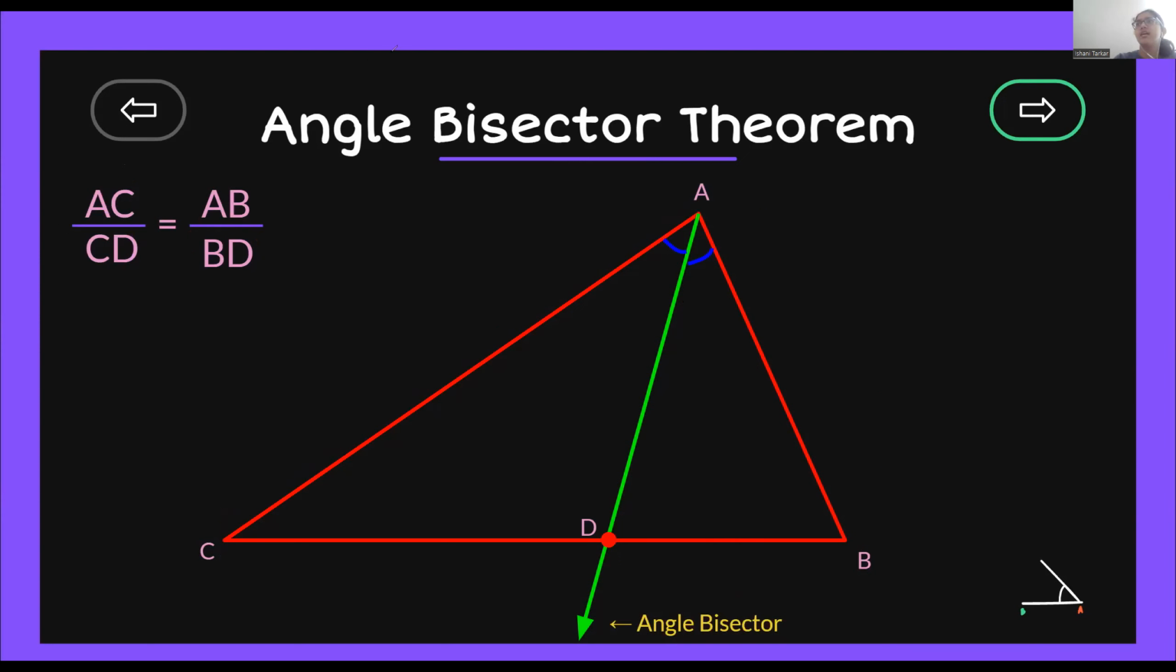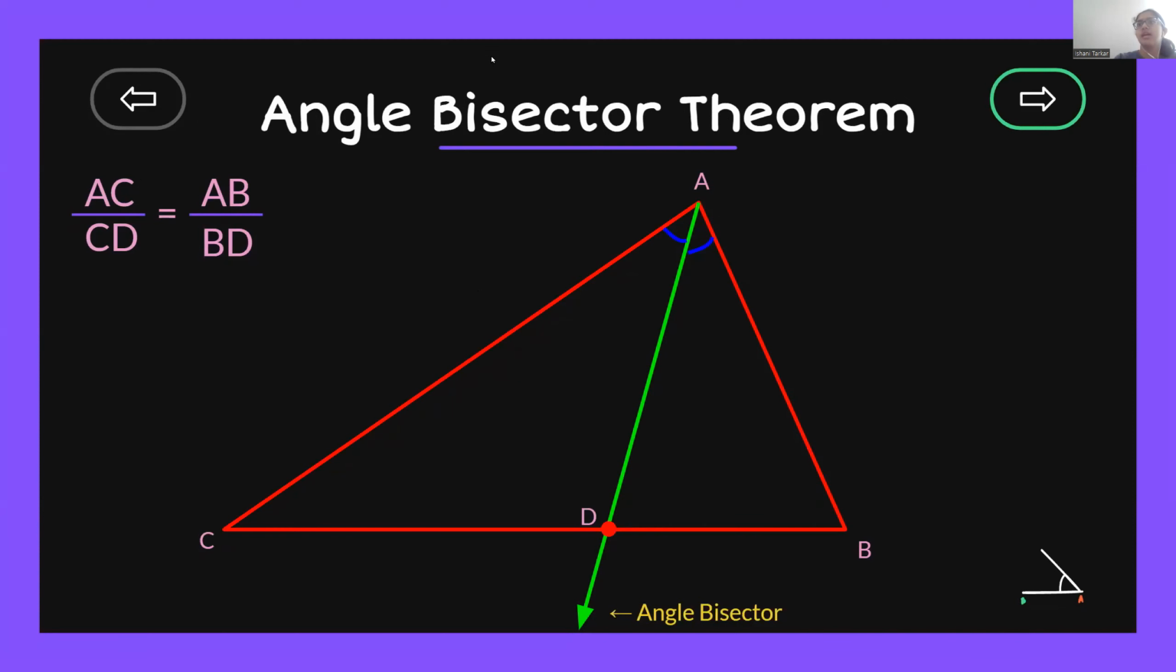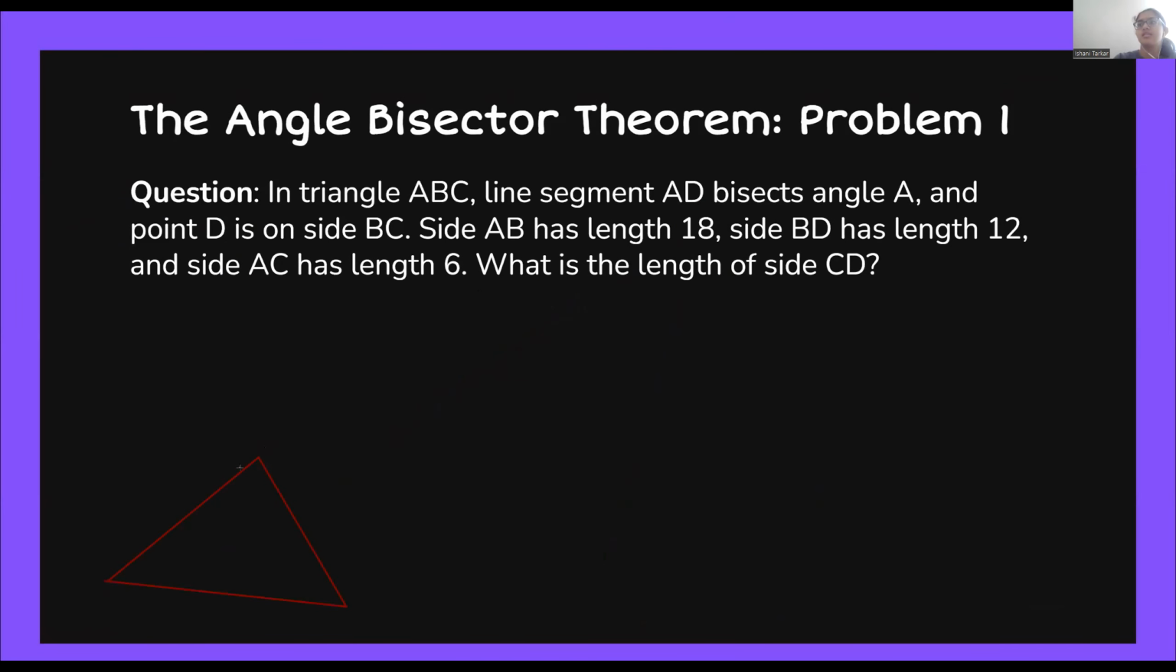Make sure to write this down. It will be on the next slides, or just memorize it. Remember, it is AC over CD is equal to AB over BD. I'm going to draw a small triangle here so you can remember. It would be A, B, C, D. It would be AB over BD, and AC over CD. Sorry, my handwriting is really bad. I'm using a mouse, so I have an excuse. So that is the formula. Hopefully you can read it.